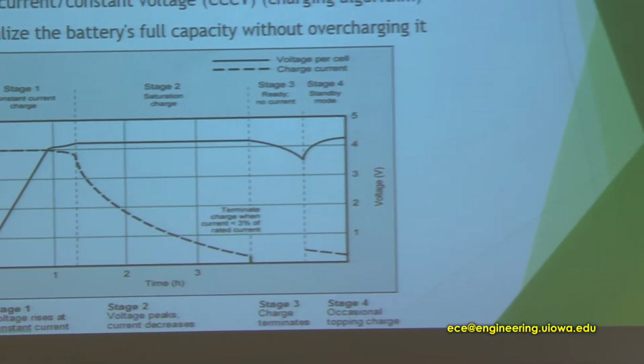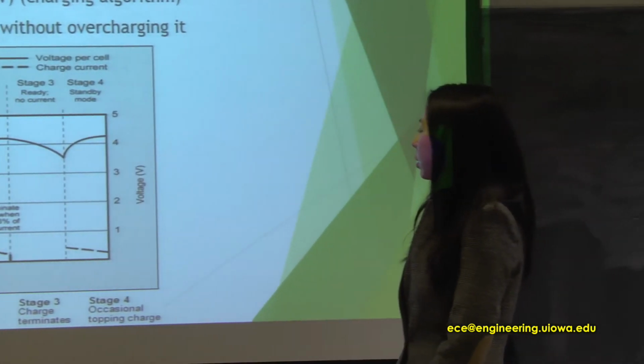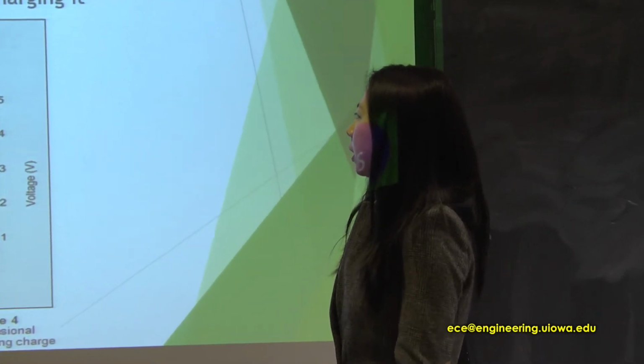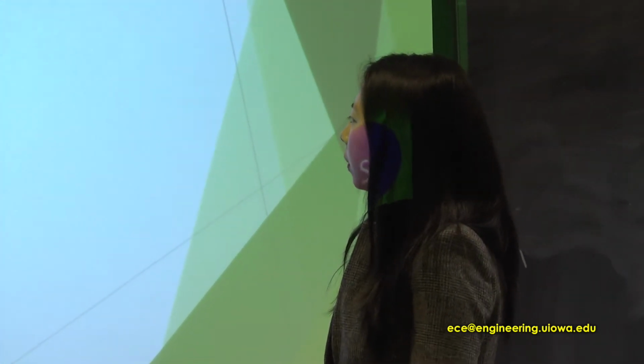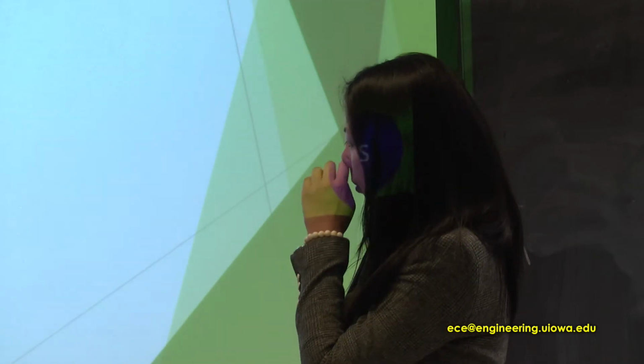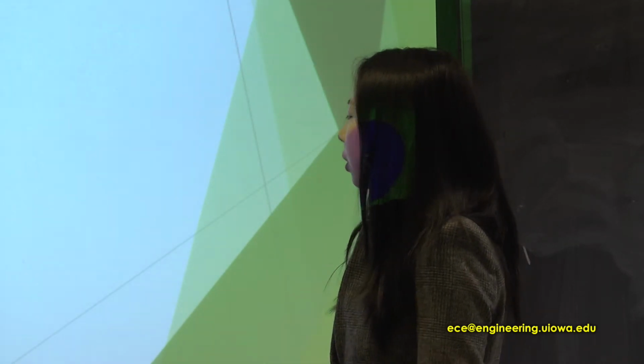But we have difficulty in designing this circuit because we have to rely on the battery's full capacity without overcharging it. It may be difficult to analyze in stage 4.